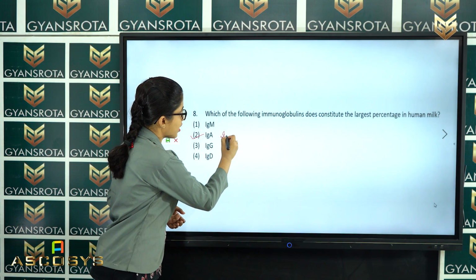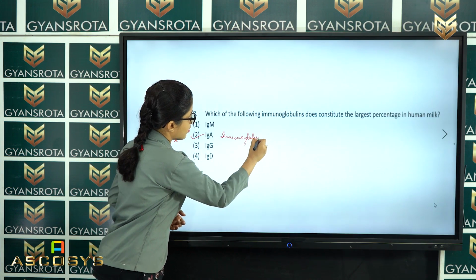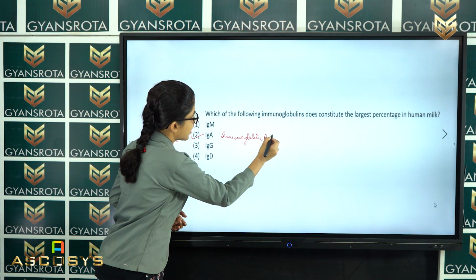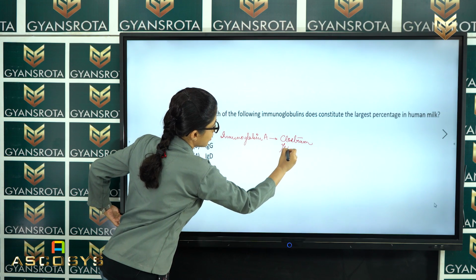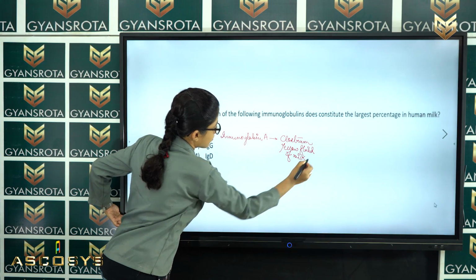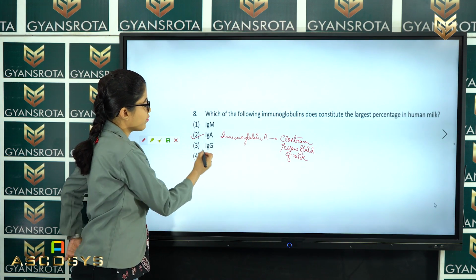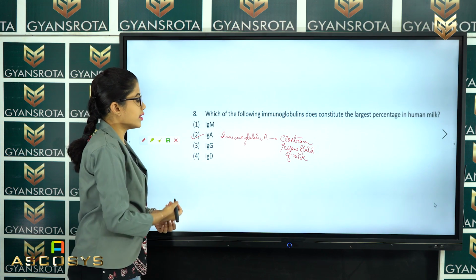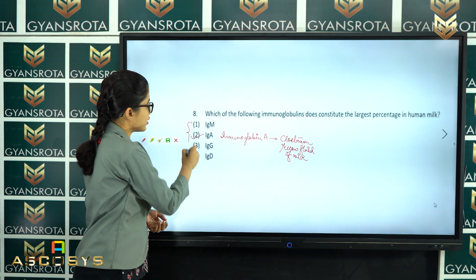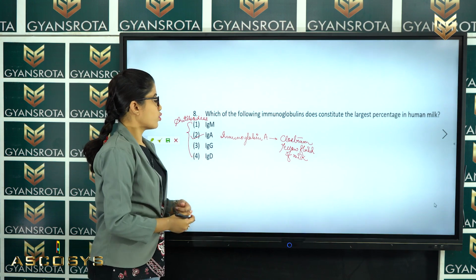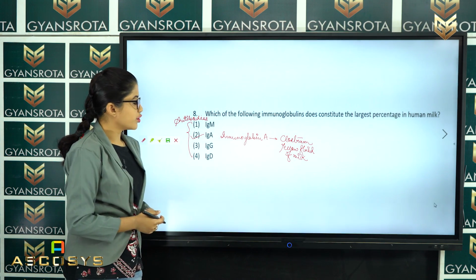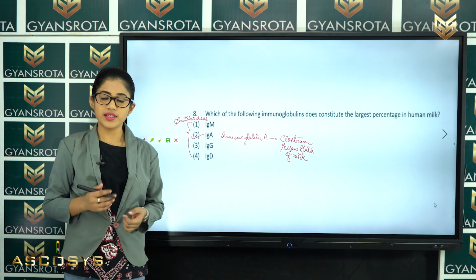IgA means immunoglobulin A, right, and it is present in, that is the yellow fluid in the milk, alright. And the other 4 options are also the name of the antibodies. These are all the name of antibodies, right. So, the option 2 is the correct answer of this question.